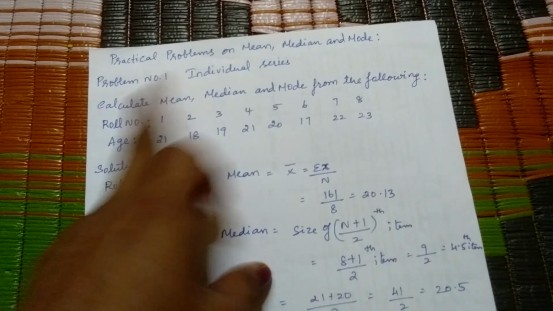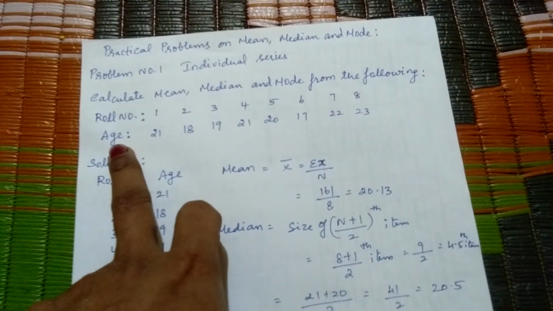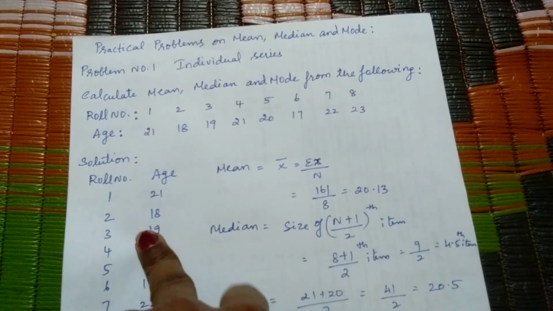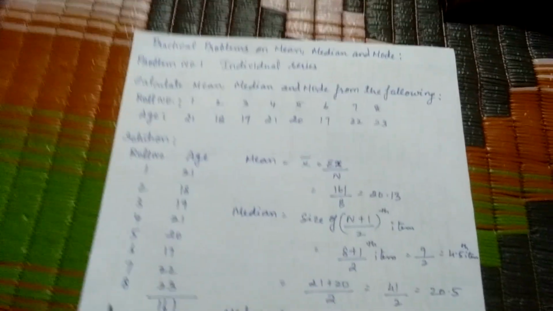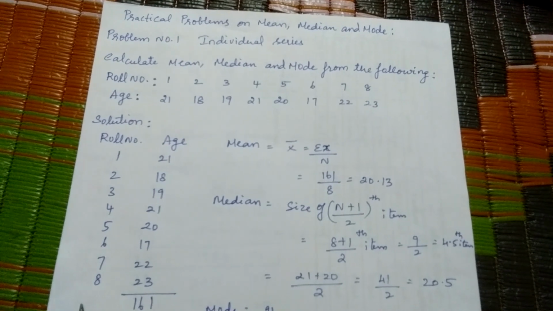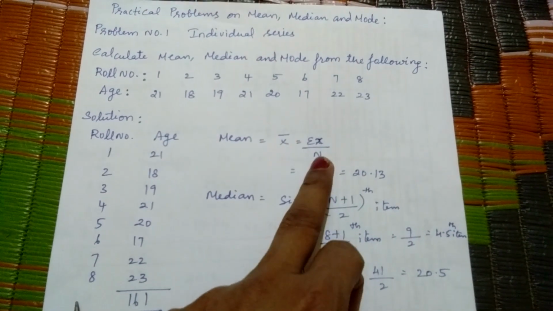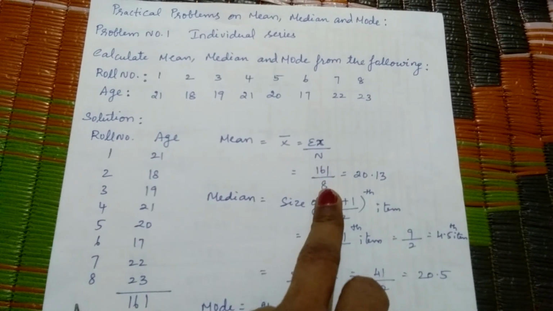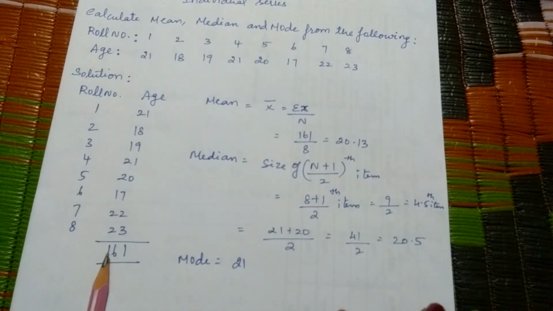Now first problem, individual series. Calculate the mean, median and mode for the following, roll number and age it is given. So again as it is you will write the question. Now what you have to do here, you have to total the age. Now what is the formula for mean? X bar equal to sigma x by n, 161 divided by how many roll numbers? 8 are there. So you will get 20.13.